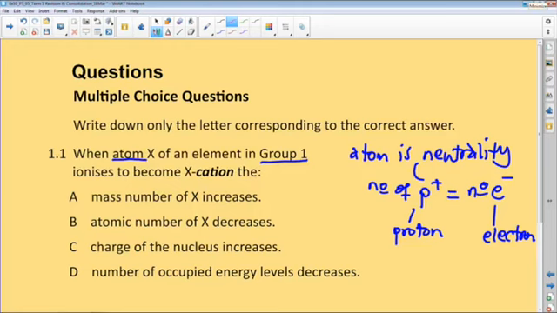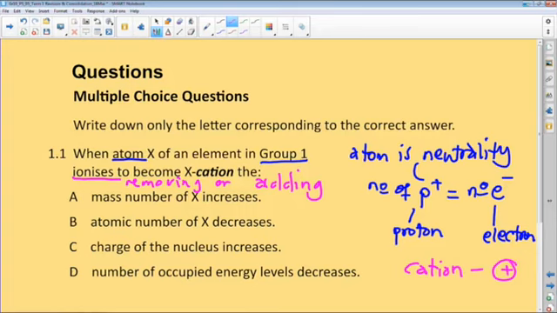So here, this element X in group 1, it ionizes. Remember, ionization has to do with removing or adding electrons. It has absolutely nothing to do with the protons. Remember, if we remove electrons, it becomes a cation. So a cation is a positively charged ion after losing an electron, it can be one or many.